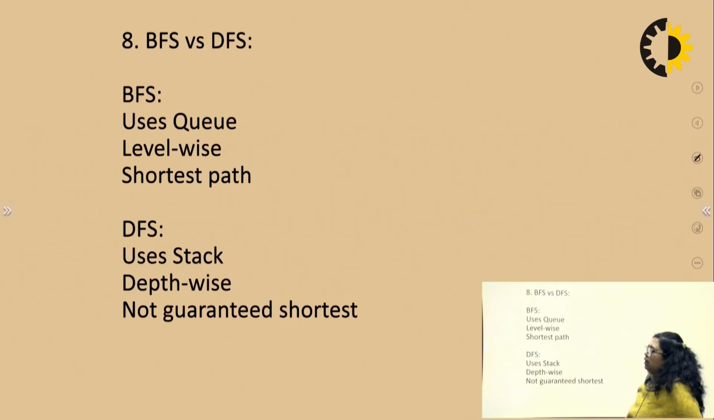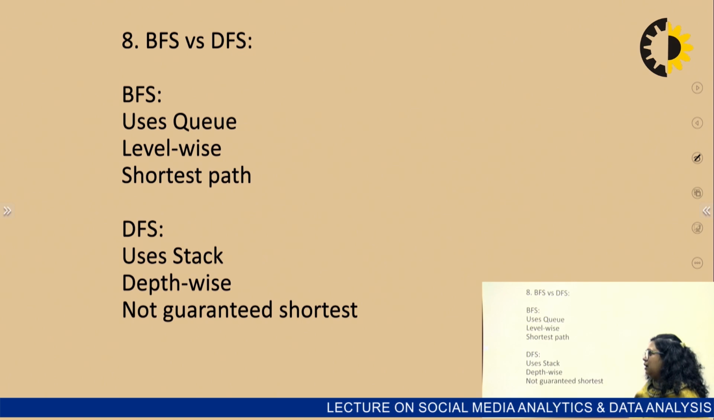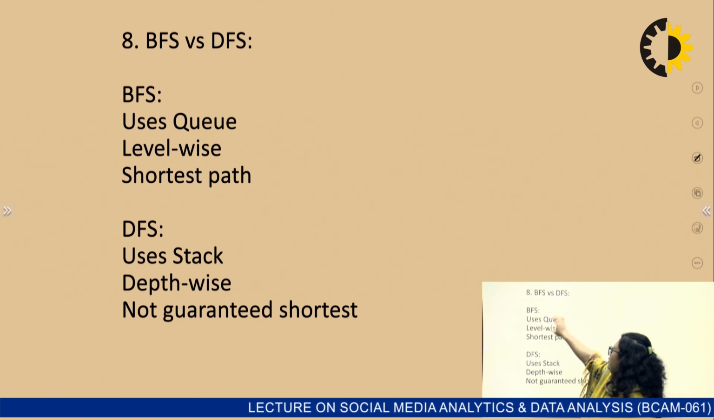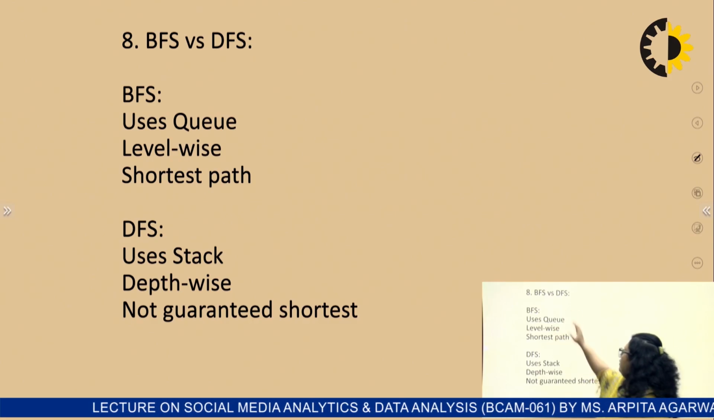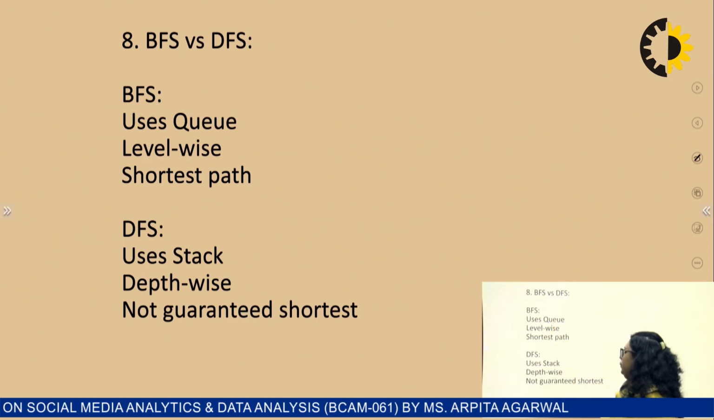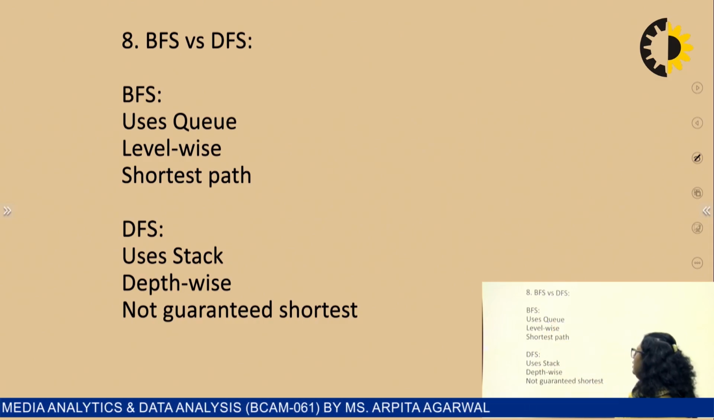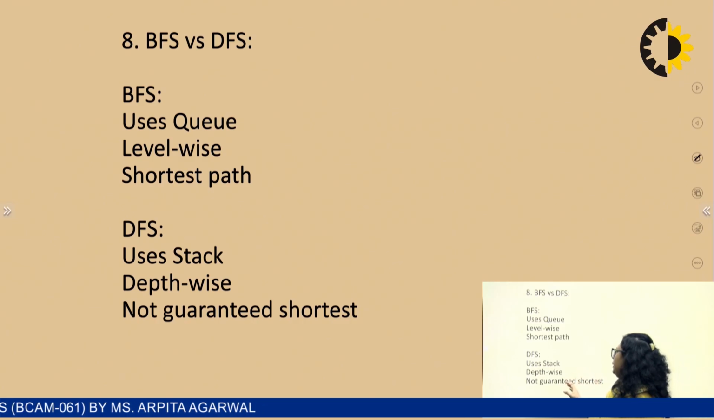If we go for the differences between BFS and DFS, BFS is breadth first search and DFS is depth first search. BFS searches level by level and DFS searches depth wise. BFS uses a queue and provides the shortest path, while DFS uses a stack, searches depth wise, and provides no guaranteed shortest path solution.